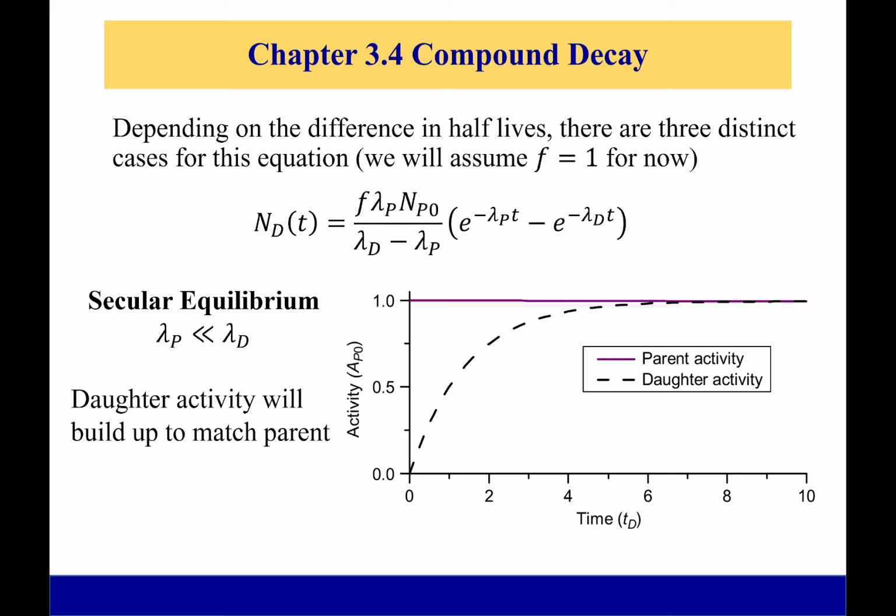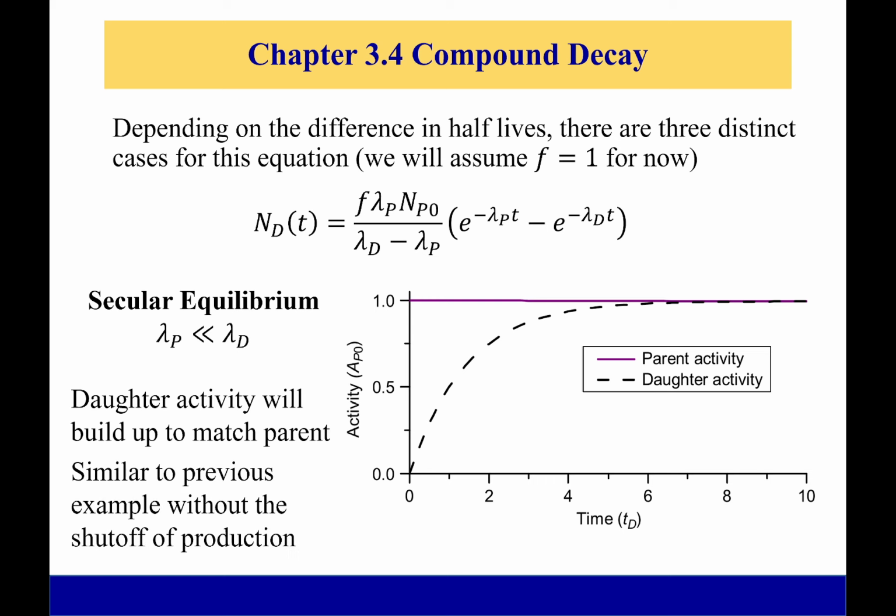So what will happen in this case is because the parent is lasting so much longer than the daughter, eventually the daughter's activity will match that of the parent. And this looks a lot like our previous example. However, we're not going to have that shut off in production because the parent lasts so much more than the daughter. If you're wondering why this builds up to the parent activity and not past it, it's because the parent's activity is what is producing the daughter's.